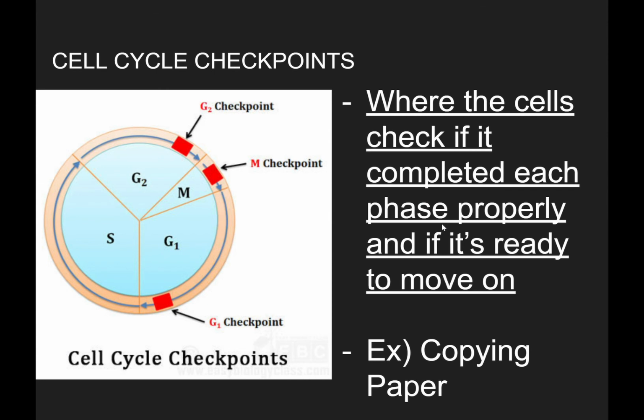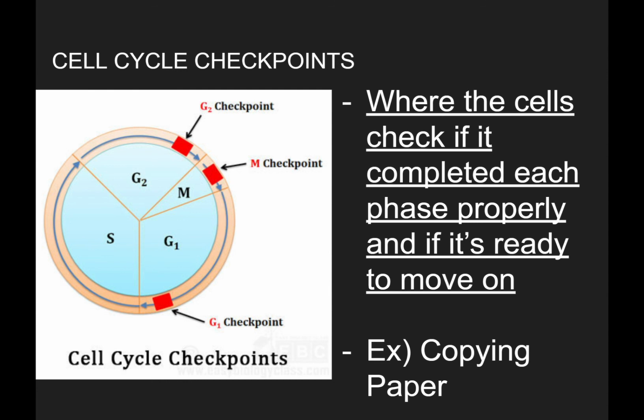Now, back to the cell cycle and its checkpoints. Where do cells check if it's completed each phase properly and if it's ready to move on? So think about copying paper. Now here comes back to our EQ number 2. The checkpoint is basically where you check your work to see if it's okay to copy. Let's say I have a document I need to give you, and there's a typo on it. Do I want to fix that typo before I copy the paper or after I copy it? I'd want to check it before, right? Because then I have to fix about 60 copies of copied paper instead of just fixing one.